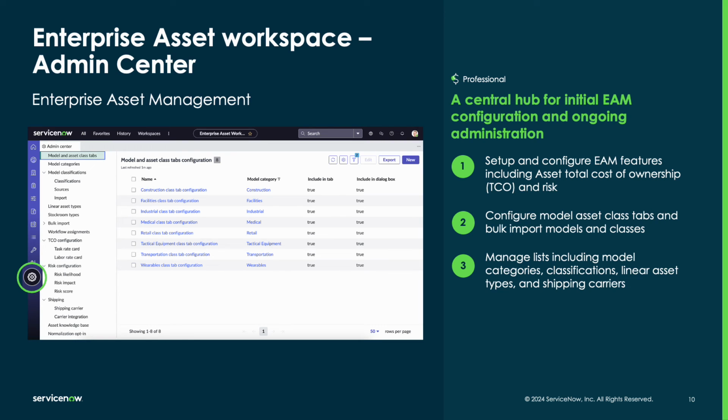The Enterprise Asset Workspace Admin Center is now going to be your new central hub for initial EAM configuration and all of your ongoing administration. Here you can set up and configure EAM features, including asset total cost of ownership and risk. You can also configure model asset class tabs, bulk import models and classes. And lastly, you're able to manage lists including model categories, classifications, linear asset types, and shipping carriers.